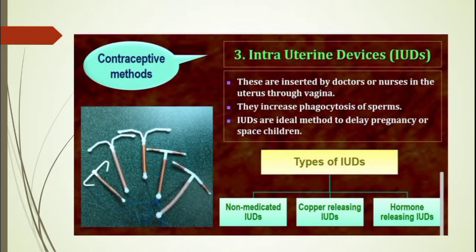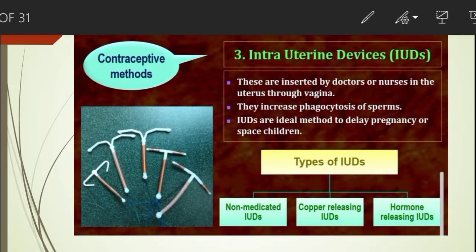Another type of contraceptive is intrauterine devices. These devices contain either copper or progesterone and are inserted by doctors in the uterus through the vagina. They can be inserted by doctors or nurses. These are a form of long-acting reversible contraceptive method. They increase the phagocytosis of the sperms. Sperms are phagocytized inside the uterus.